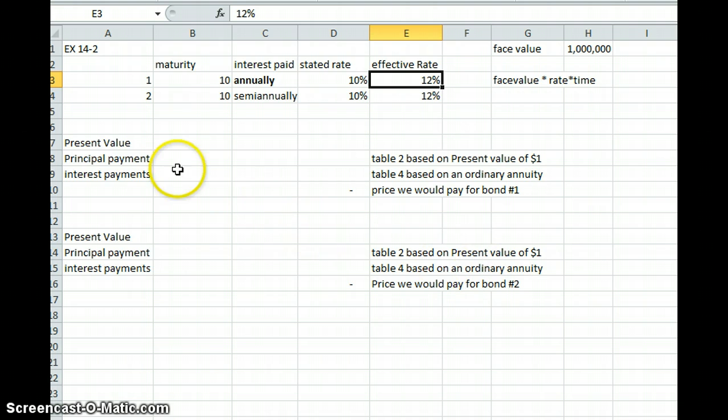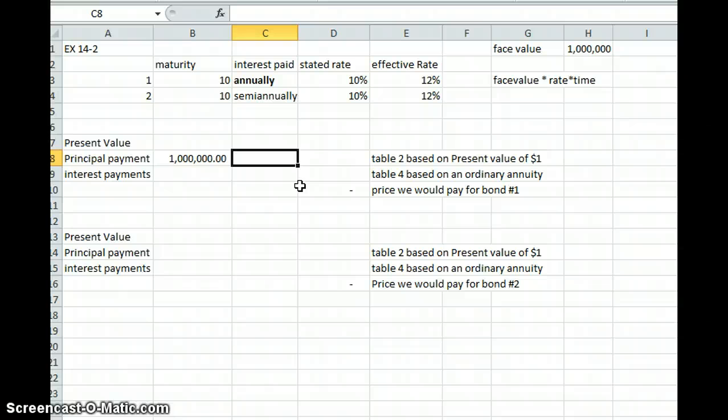So we'll get started with calculating the present value of the principal payment, the first piece of the cash flow. We will take $1 million, which is the face value of the note, and we will have to find its present value. If you have the Kieso, Spiceland, Nelson text, go to table 2, which is based on the present value of $1, which really doesn't mean $1, it really just means a single payment.